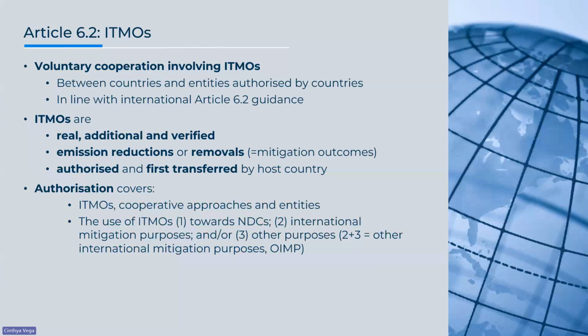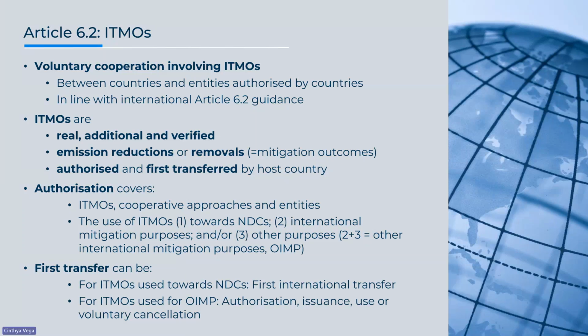Authorization covers three things. There's an authorization of ITMOs, an authorization of cooperative approaches, and of entities. Through the authorization of mitigation outcomes, a host country indicates that it won't count that mitigation towards its NDC. So an ITMO that is authorized can then be used for three different purposes. An ITMO can be used towards nationally determined contributions of another country different from the host country. It can be used towards international mitigation purposes and towards other purposes. These last two are jointly referred to as other international mitigation purposes.